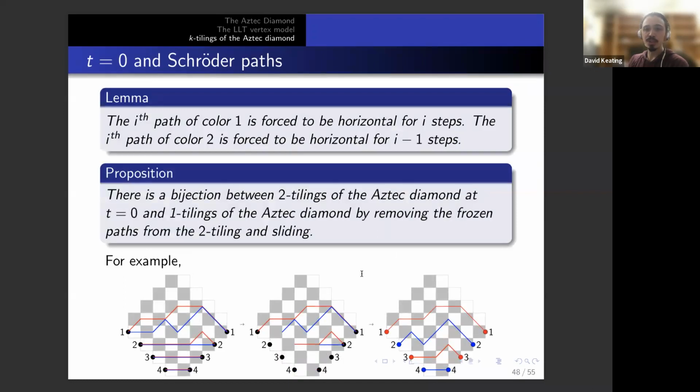The way the bijection works out is you take these frozen paths and you just delete them. So we've drawn a configuration, and we've deleted everything that was forced by t going to 0. And now you just slide these paths down and they fit in nicely and you get a one tiling of the Aztec diamond. There are some details to be checked that this actually is a bijection. But it turns out you get this nice sliding bijection from paths of k tilings to paths of a one tiling when t goes to 0. I don't know, I thought this was rather cute.